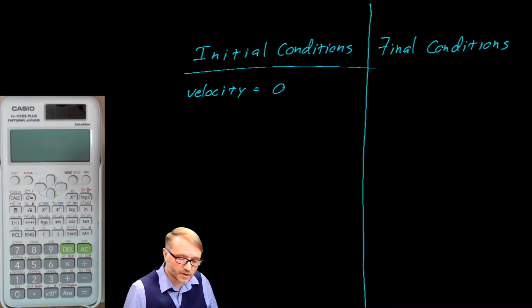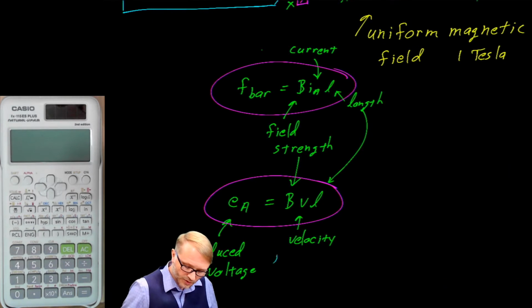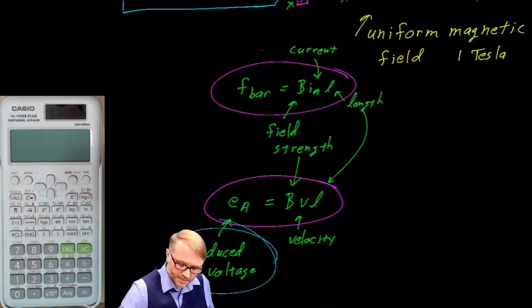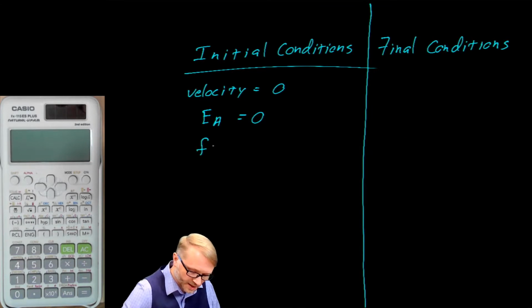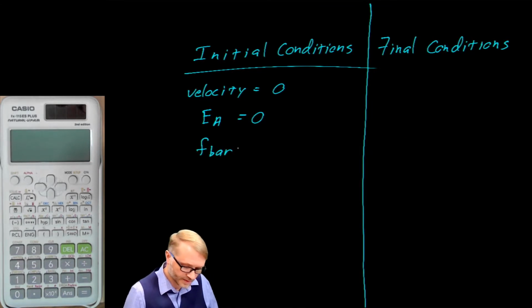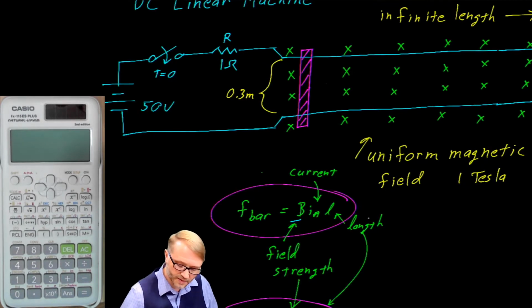The voltage across the bar, let's see, do we have an equation for voltage induced on the bar? The voltage induced on the bar is going to be 0 because the velocity is 0. So the voltage induced is 0. The force on the bar, let's see, the force on the bar is a function of the B field. We know that to be 1 Tesla. It's a function of the current. We can calculate that. That's easy. And then the length of the bar, we know that to be 0.3 meters.